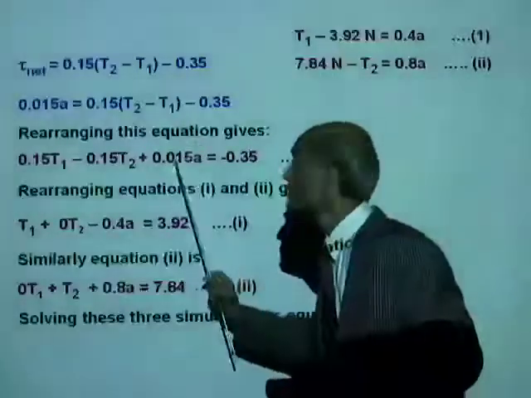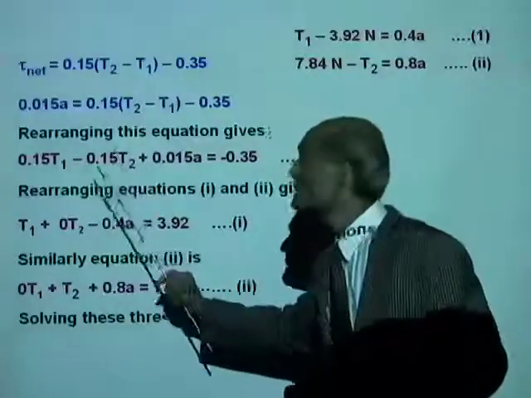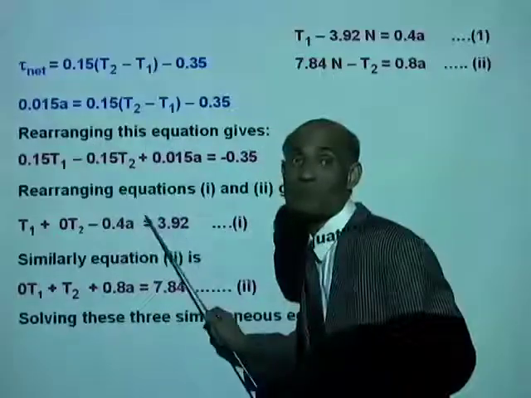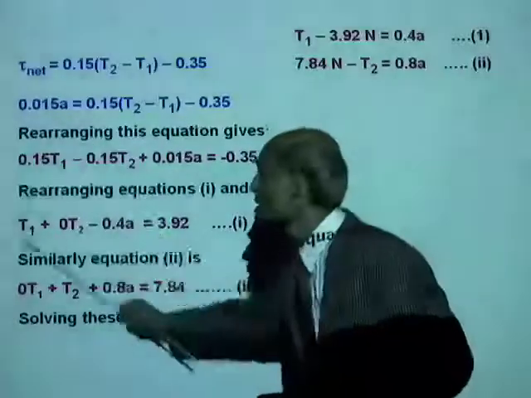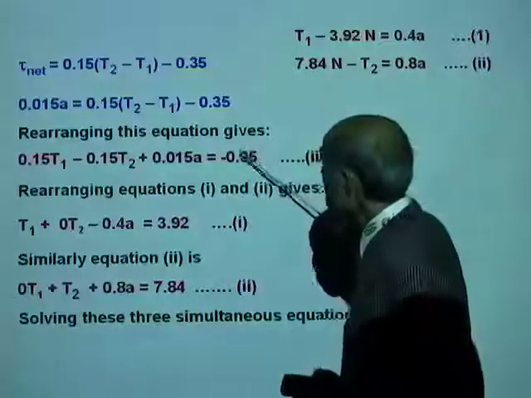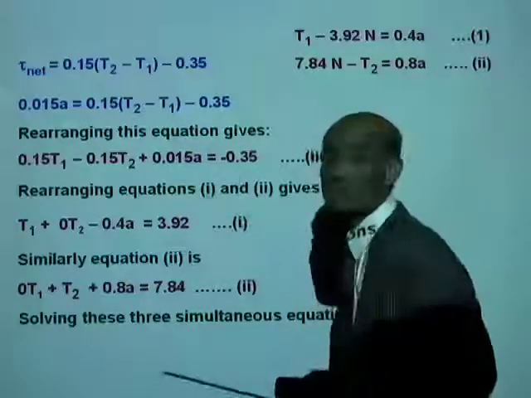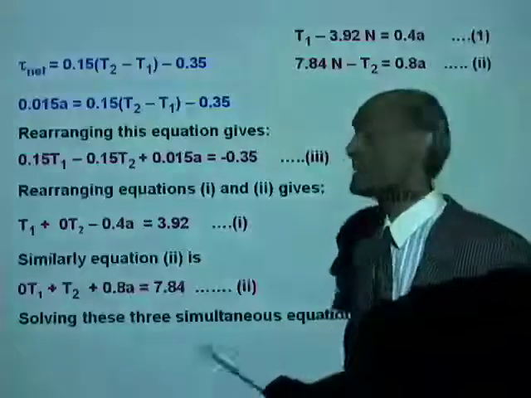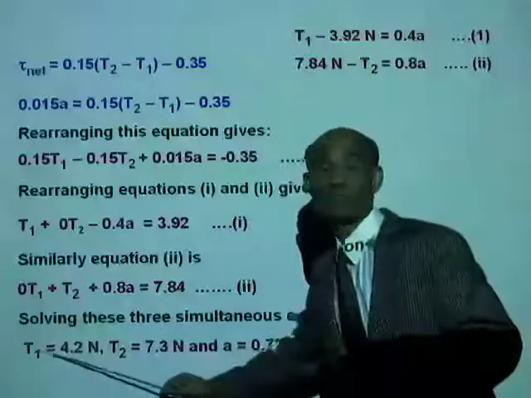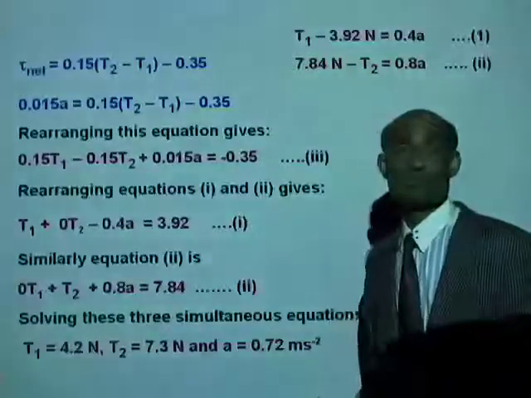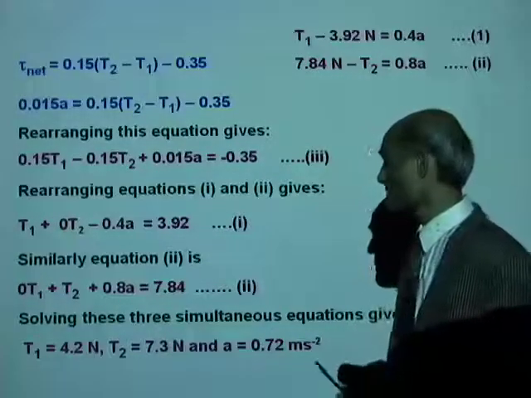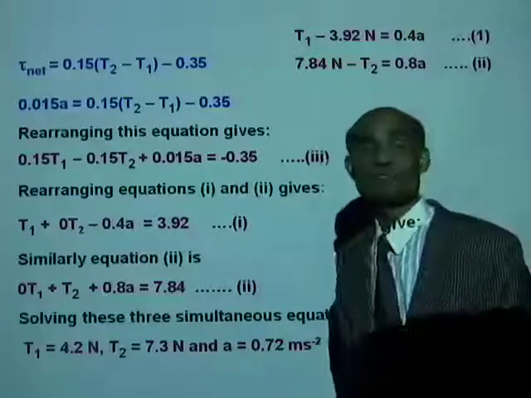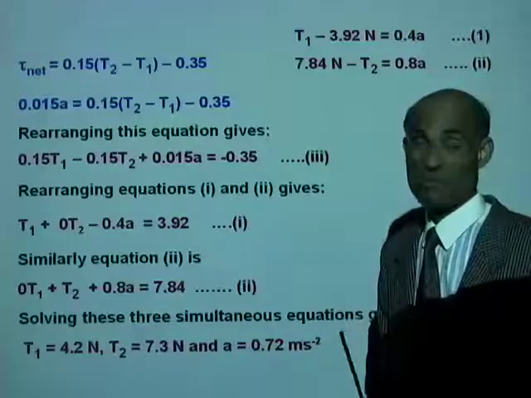I want you to make a matrix using these coefficients. It will be a 3 by 3 matrix. So you make a matrix A, and the matrix B will contain these constant numbers, and A inverse multiplied by B will give you these values: T1 equals 4.2 newtons, T2 equals 7.3 newtons, and a equals 0.72 meter per second squared.